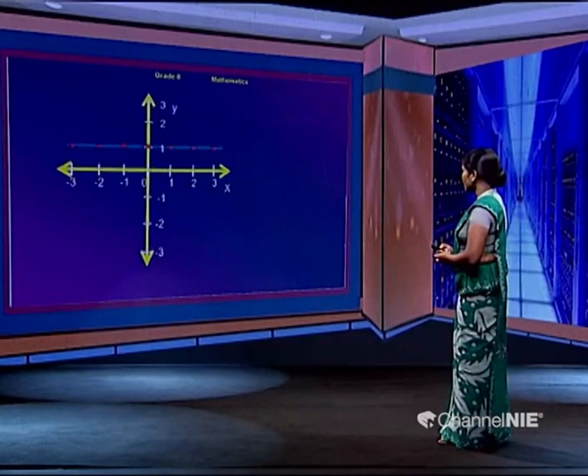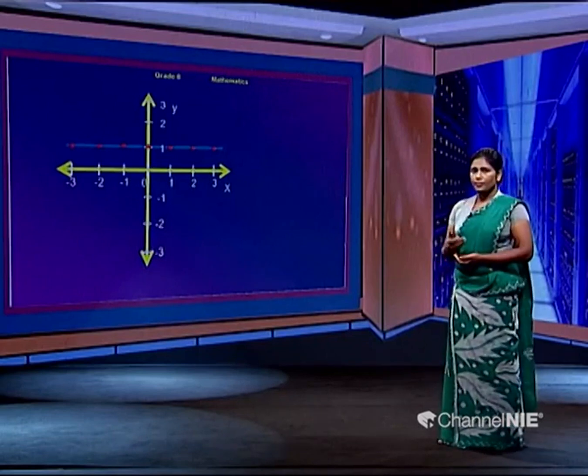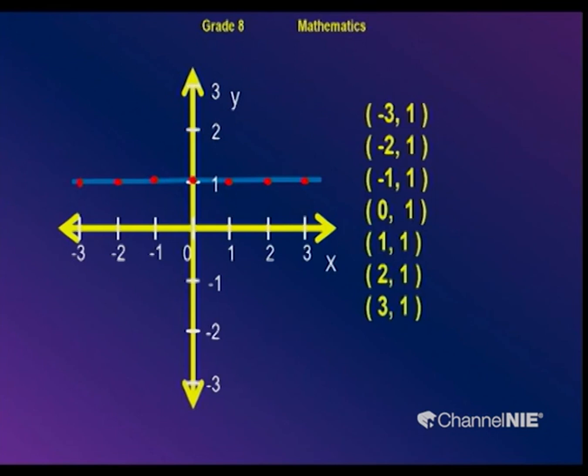Look at the other one. Now there is a line but parallel to the x-axis. Can you guess the name of this line? First we can write the ordered pairs (-3, 1), (-2, 1) like this. When we observe that, you can see the y values are equal to 1. So you can write the name of this line as y equals 1.